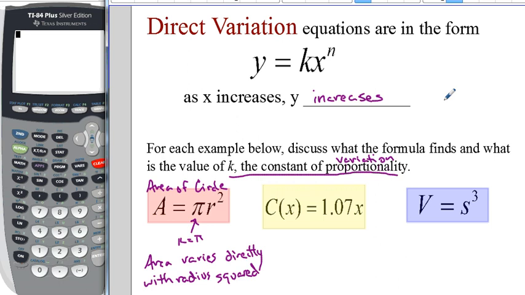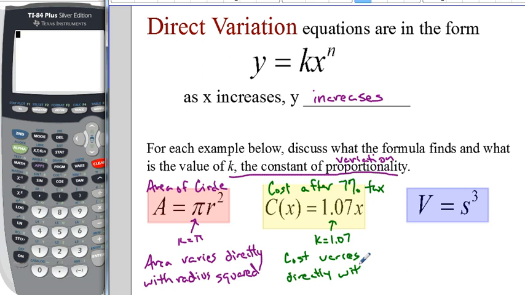In the next one, we have an equation that says that c equals 1.07x. For instance, this could be the cost after 7% sales tax. So here, our constant of proportionality k is 1.07. And here we could say cost varies directly with the price x. So if something costs x dollars, you're going to pay x times 1.07. That'll be your final cost.